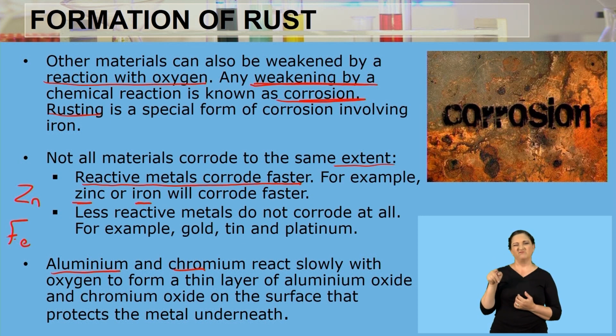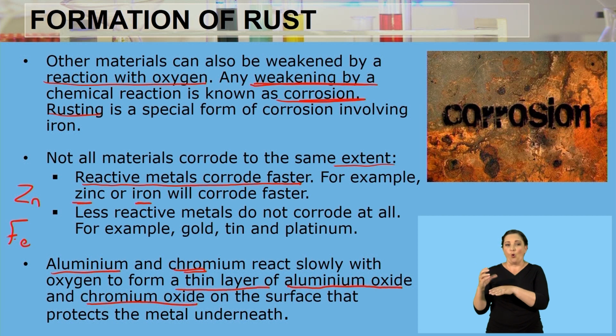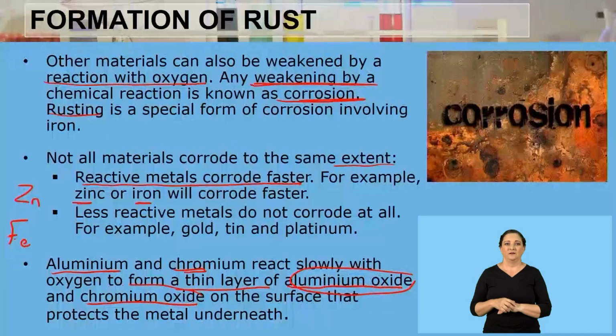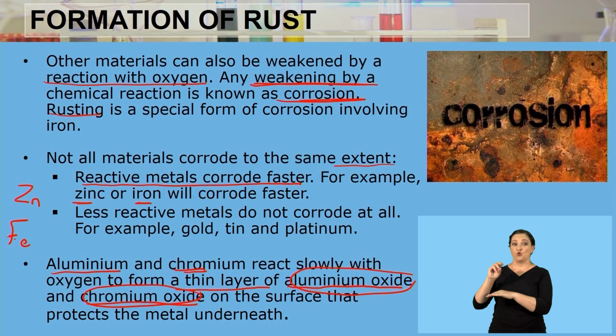So aluminum and chromium react slowly with oxygen, and when they do, they form a thin layer of either aluminum oxide or chromium oxide. If aluminum is reacting with oxygen, a thin layer is formed, and that thin layer is called aluminum oxide. But if chromium is reacting with oxygen, there's also a thin layer, but it is referred to as chromium oxide. Aluminum has the chemical symbol capital letter A, small letter l, whereas chromium has the chemical symbol capital letter C and small letter r.